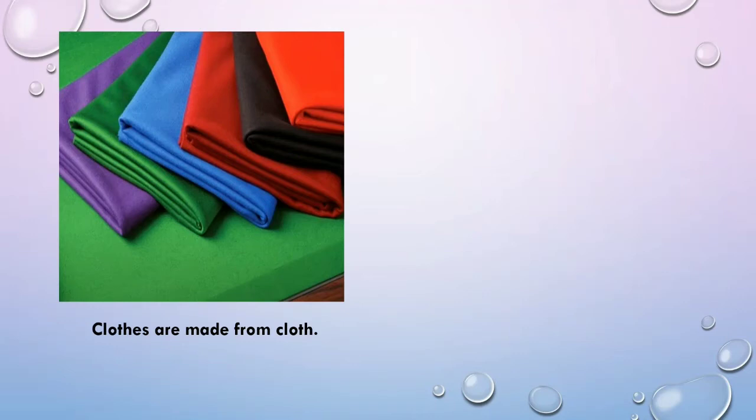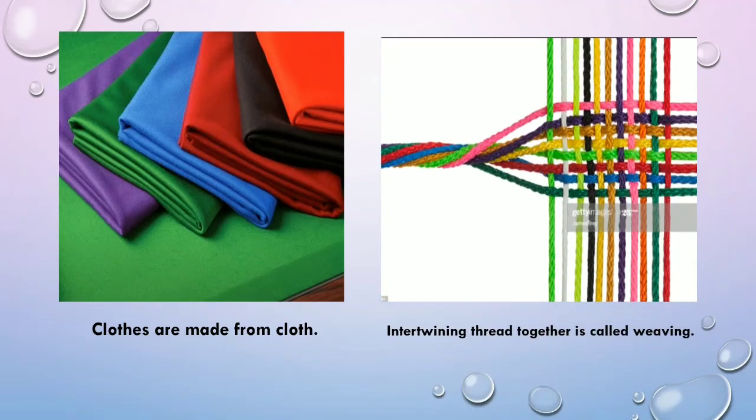So what is cloth made from? You will see that cloth or fabric is made by intertwining yarn or thread together. Intertwining thread together is called weaving. Long threads are woven together to make cloth.